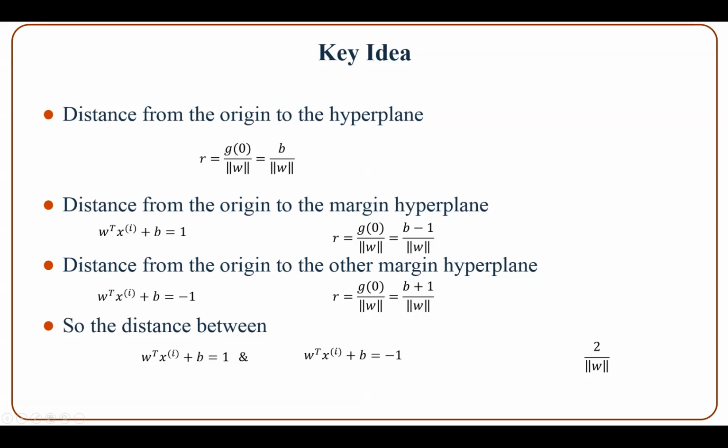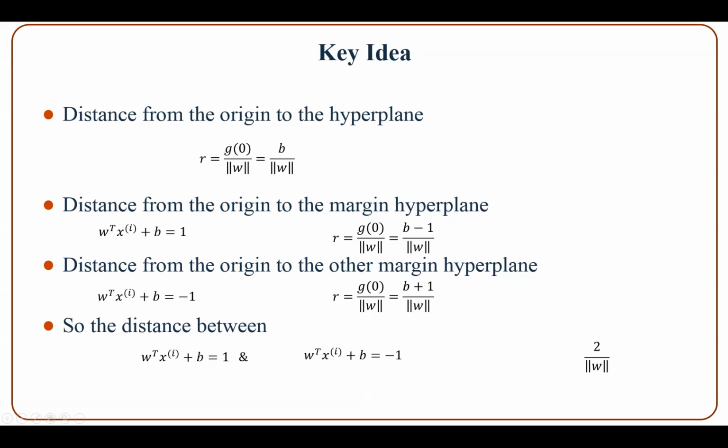And the distance from the origin to the margin hyperplane, the margin hyperplane is parallel with the hyperplane. And similarly, the distance from the origin to the margin hyperplane is given by g at 0 divided by the norm of w. And g at 0 gives you b minus 1. And finally we have b minus 1 divided by the norm of w.